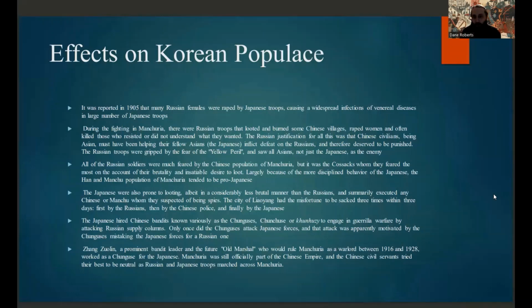Largely because of the more disciplined behavior of the Japanese, the Han and Manchu population of Manchuria tended to be pro-Japanese. The Japanese were also prone to looting, just like the Russians were, albeit in a considerably less brutal manner than the Russians, and summarily executed any Chinese or Manchus whom they suspected to be spies.